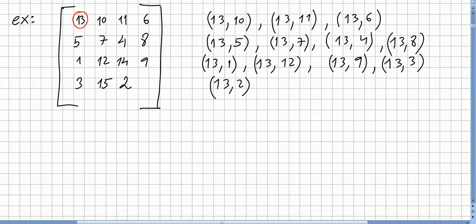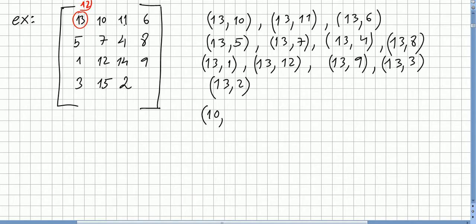You pick 13 and you count all the numbers smaller than 13 at its right hand. So we have 1, 2, 3, 4, 5, 6, 7, 8, 9, 10, 11 and 12. So we counted 12 inversions for 13. Now we have to do the same for 10, right?